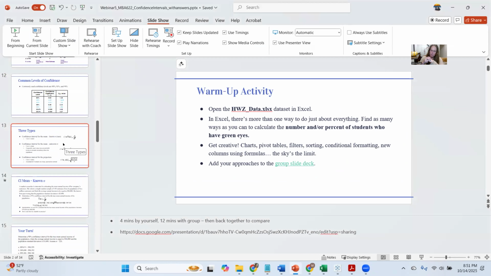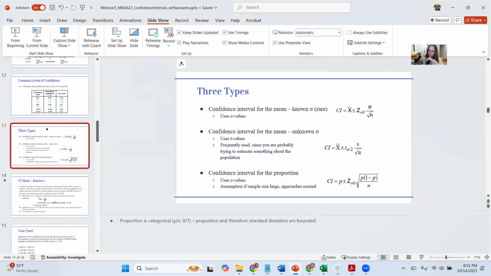I talked about how there were three types of confidence intervals, right? You've got the confidence interval where you know the standard deviation. That's pretty rare, and here's the formula for it. We're going to go through all three of these. It uses the z value.